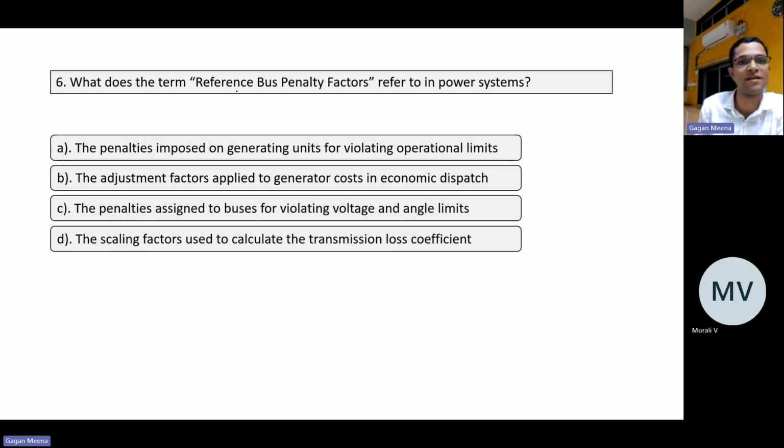What does the penalty factor refer to? Adjustment factors applied to generator costs in economic dispatching. Correct, this is correct. It is not a penalty imposed on generating units for violating operating limits.